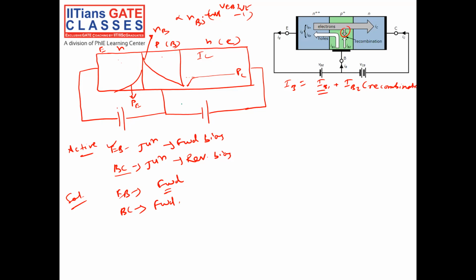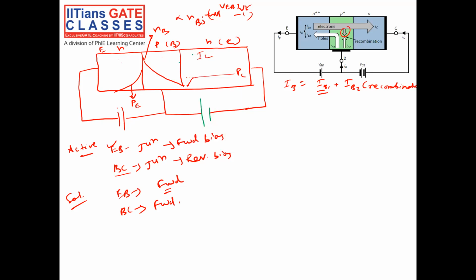What will change? Since base and collector will be forward bias, there will be injection of electrons from collector to base, because I changed it to NPN and made it forward bias. There will also be injection of holes from base to emitter. So what will happen across this junction? The electrons will be emitted from collector to base.